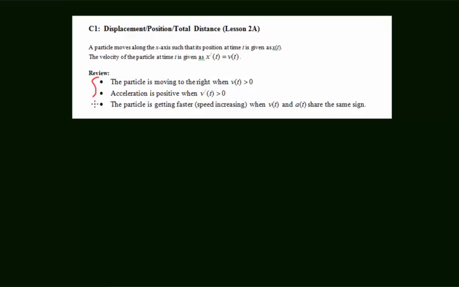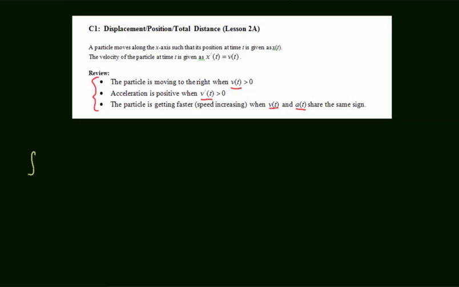Some items to review. We have that the particle's moving to the right when the velocity is positive. That's a review from previous parts of the course. Acceleration is positive when the derivative of velocity is greater than 0. And then do you remember the particle's getting faster, or we could say the speed is increasing, when both v of t and a of t share the same sign. So that's the review part. Now we're going to look at this displacement, total distance, position as they relate to the definite integral.